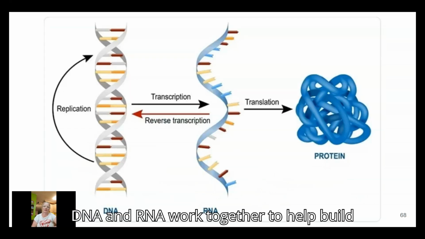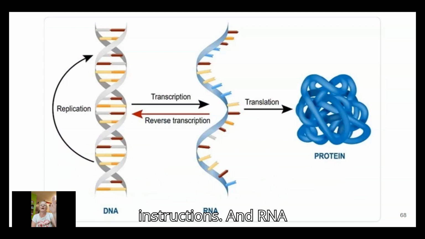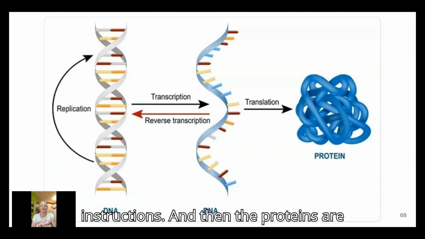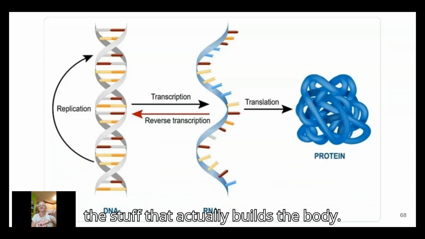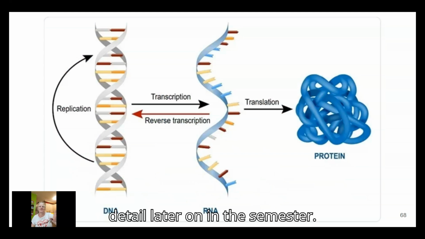DNA and RNA work together to help build proteins. DNA holds the master copy of their survival machine instructions, and RNA is the cheaper disposable copy of those instructions. And then the proteins are the stuff that actually builds the body. We'll talk about this concept in a lot more detail later on in the semester.